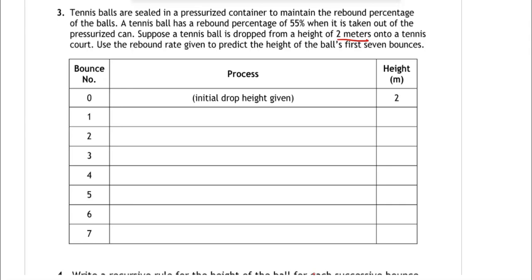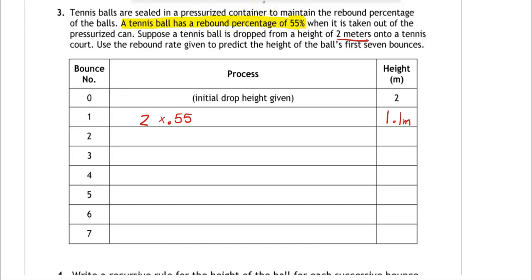Okay, so then this next one right here, it tells me, where did I find it, right here, 55%. Tennis ball has a rebound percentage of 55% when it's taken out of the pressurized can. So what I'm going to do is take this 2 meters and find what is 55% of that. So that's going to be 2 times 0.55. Remember, 55% written as a decimal would be 55 divided by 100, and that gives me 0.55. So my rebound height should be 1.1 meters.